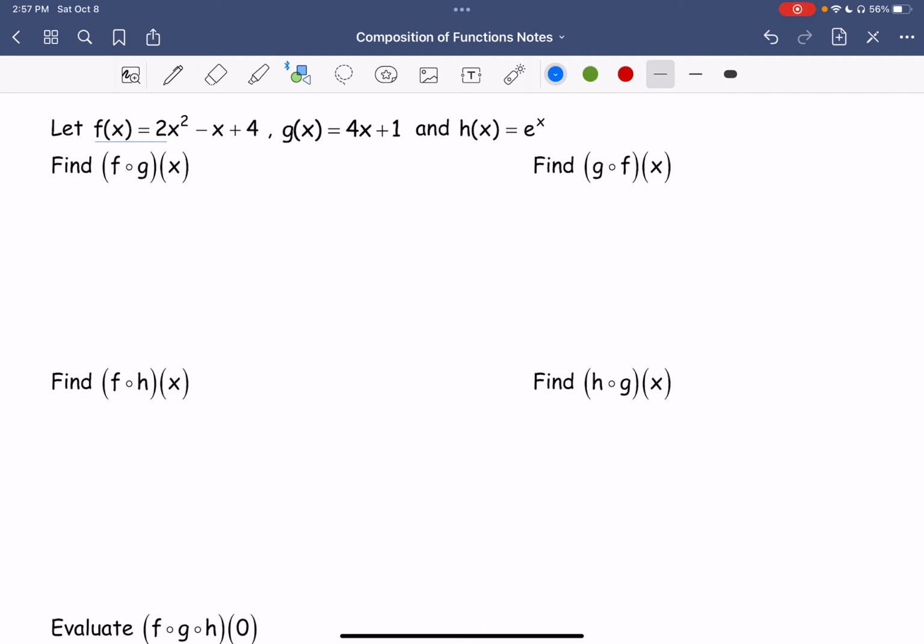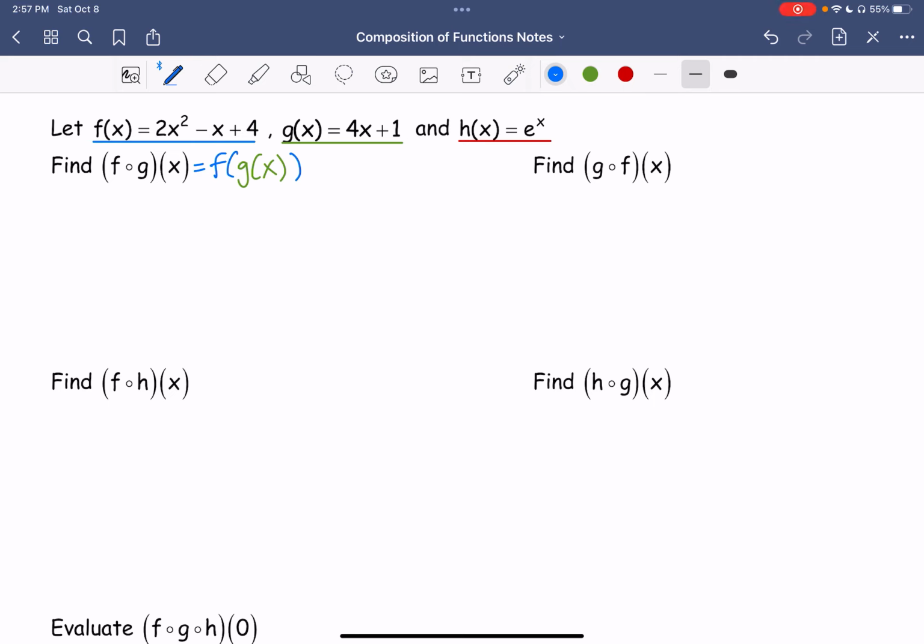So we have f of x, which is 2x squared minus x plus 4. g of x is 4x plus 1. And h of x is e to the power of x. The first thing I'll do with the first problem, which is telling me to do f composed with g, is to rewrite it as f of g of x. Okay, so now we have f of g of x, and you always start with the middle and work your way outward.